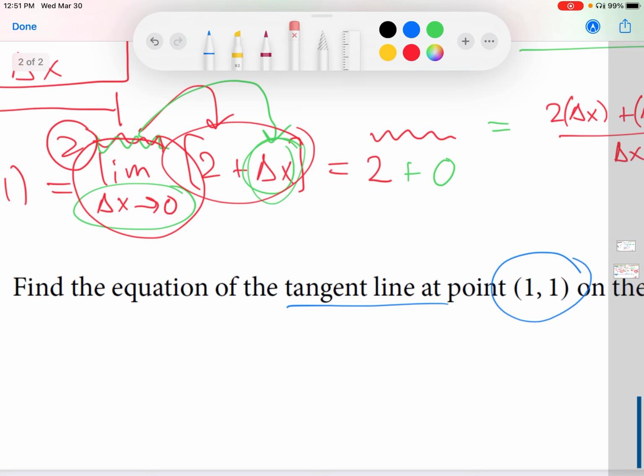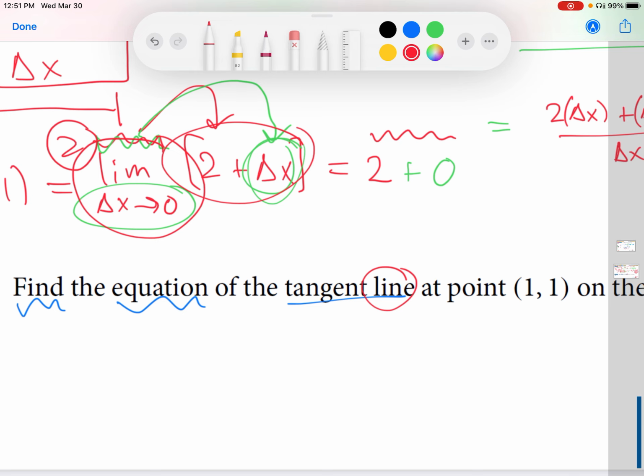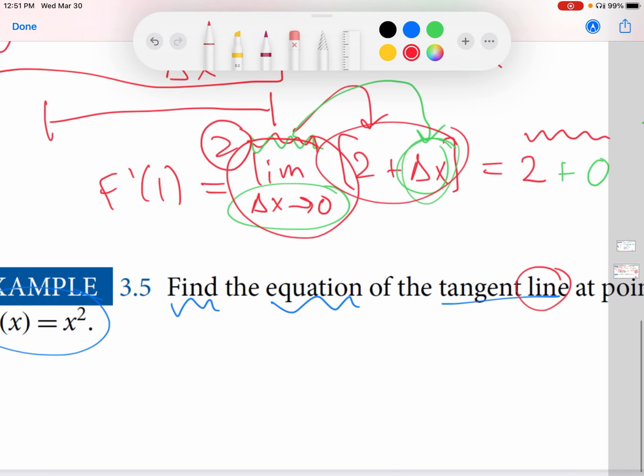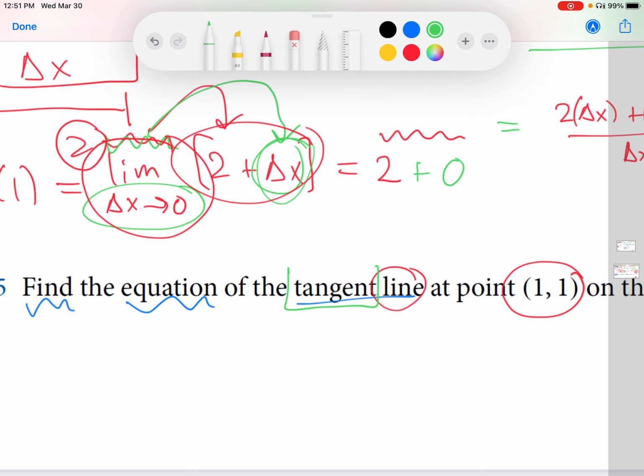Well, let's use some logical reasoning here. We're supposed to find an equation of a tangent line. Okay, a tangent line is a line. So remember our different ways, different equations, different formulas for finding the equations of lines. We need to look at what information we're given. We're given the point, and we're given that it's on this graph. Okay, so now is where we use the other part. It is a tangent line.